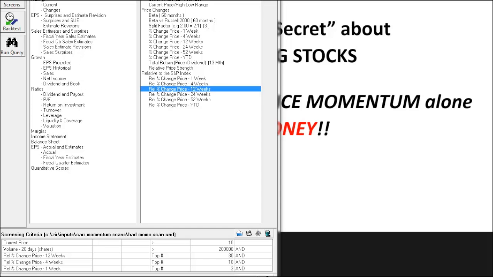Here I'm using a backtesting and system-building software that I use on a regular basis. It is the Research Wizard from Zacks Research, and I've inputted into the software a very simple momentum trading scan. I'm looking for stocks that are currently trading over $10 per share that are averaging in daily volume over 200,000 shares per day. And then here are the three momentum filters that I've inputted.